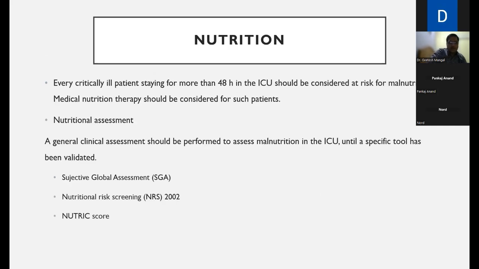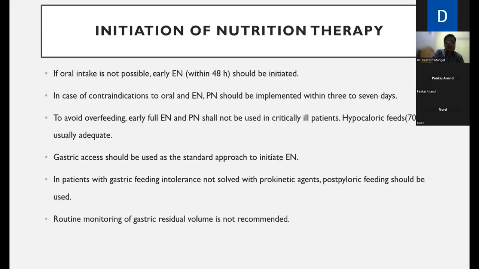And coming on to the nutrition part, every critically ill patient staying for more than 48 hours in the ICU should be considered at risk of malnutrition, and medical nutrition therapy should be considered for such patients. Objective nutritional assessment should be done for all the ICU patients. There are various tools available, but none of them is a foolproof tool. So we can use subjective global assessment or other scores, the NUTRIC score or nutritional risk screening. But these are the available choices.